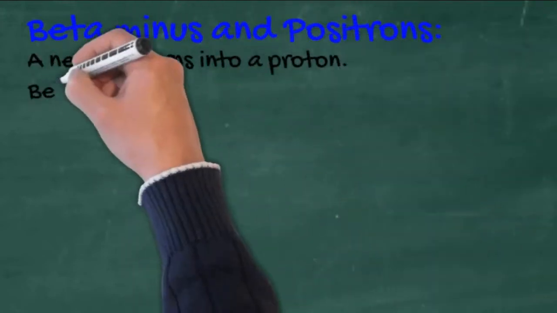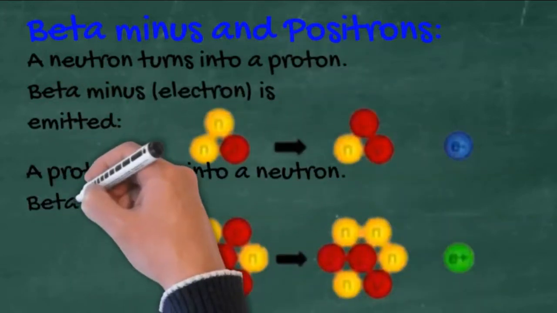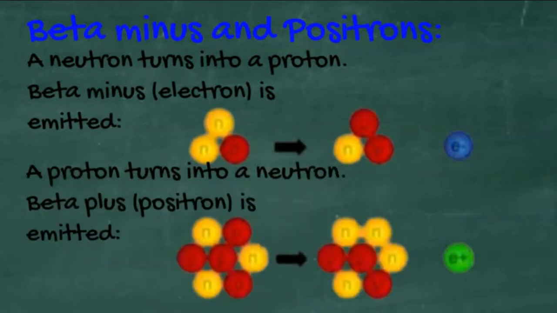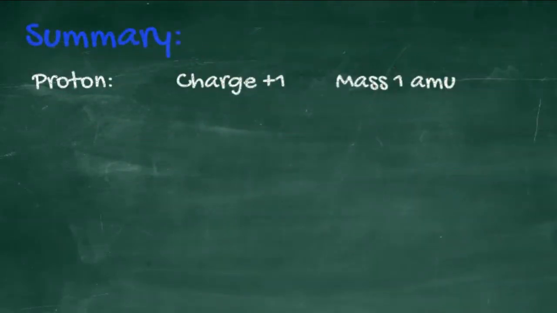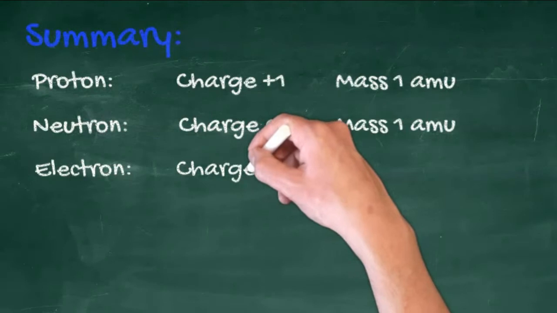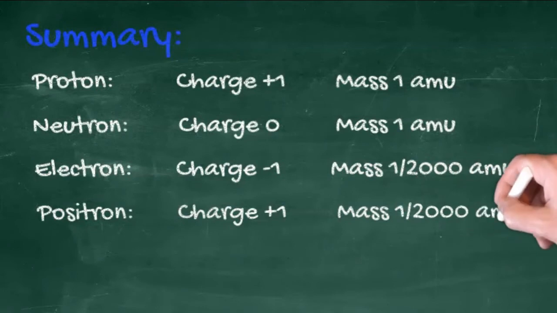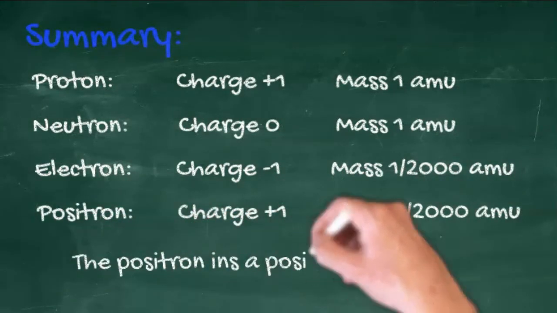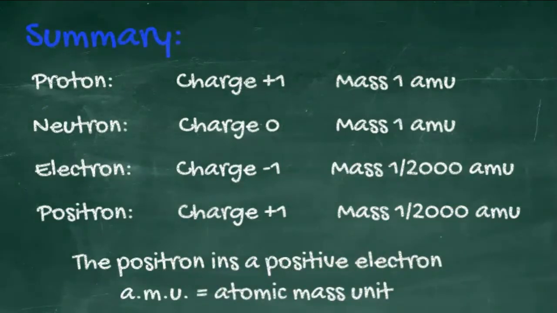Just to clear up any confusion between beta minus and positrons, when you get a beta minus, a neutron turns into a proton. When you get a positron, a proton turns into a neutron. In summary, protons have a charge of +1 and a mass of 1 atomic mass unit. Neutrons, a charge of 0 and a mass of 1. Electrons, a charge of -1 and 1/2000th of an atomic mass unit, and the positron, which is a positive electron, a charge of +1 and a mass of 1/2000 of an atomic mass unit.